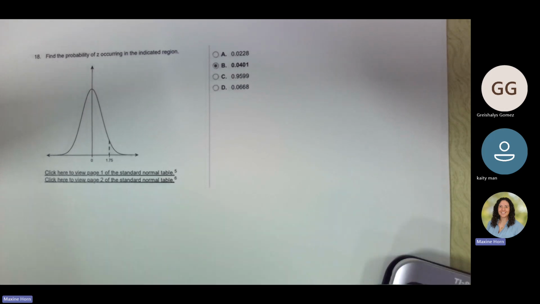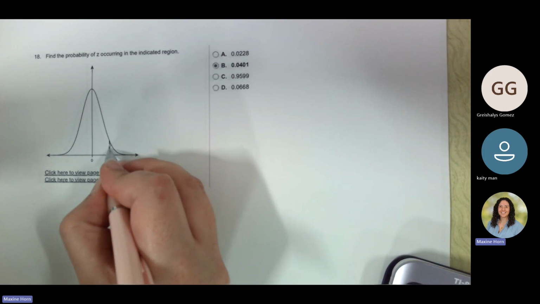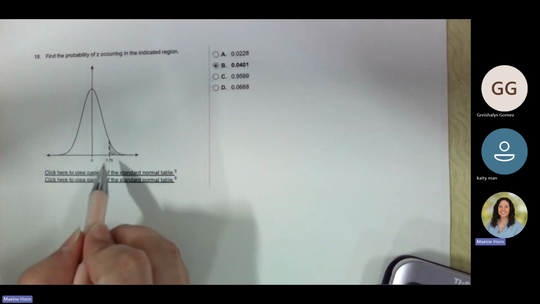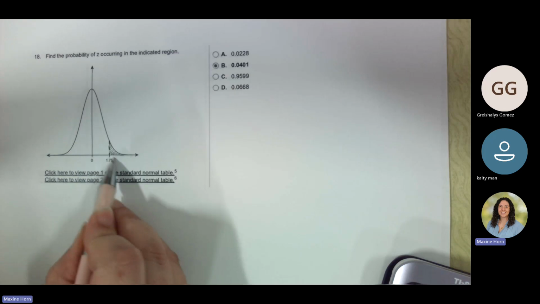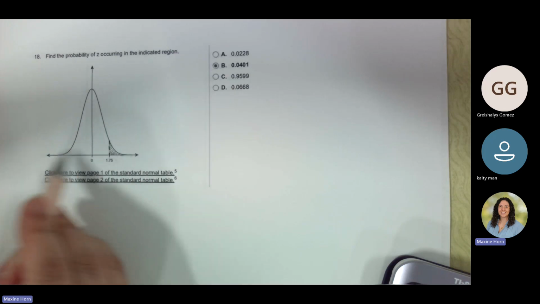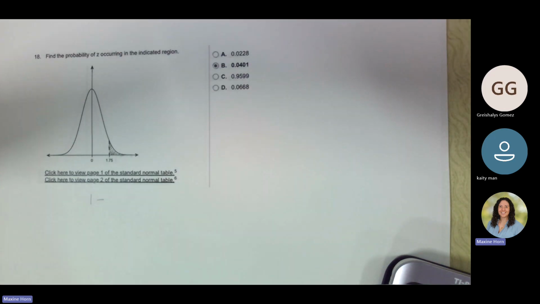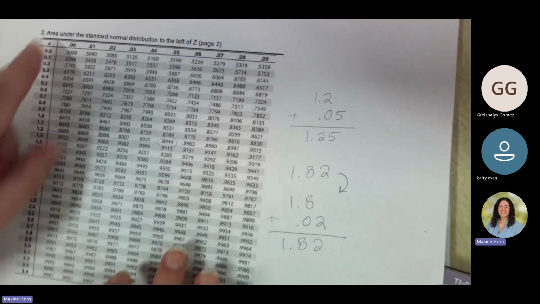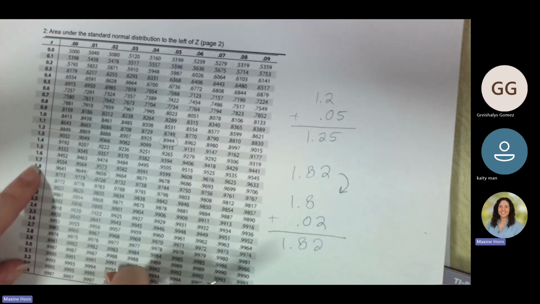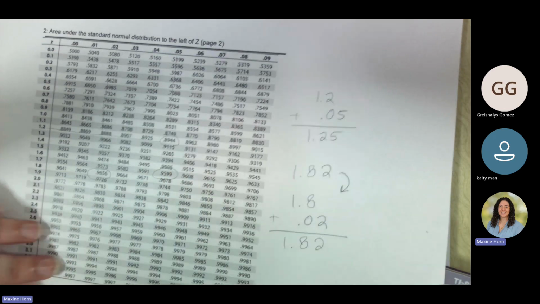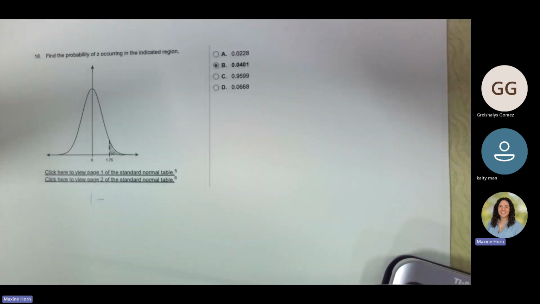Okay, find the probability of Z occurring in the indicated region. It's kind of hard to tell there, but it's shaded over here, right? Shaded to the right. So again, we can look this up on the chart. We just have to make sure that we say, okay, well, if I look up 1.75, it's actually going to tell me this over here. So I'm going to do 1 minus whatever it tells me on the chart. So what does it tell me on the chart? A z-score, remember z is the thing on the outside, of 1.75 is 9599.